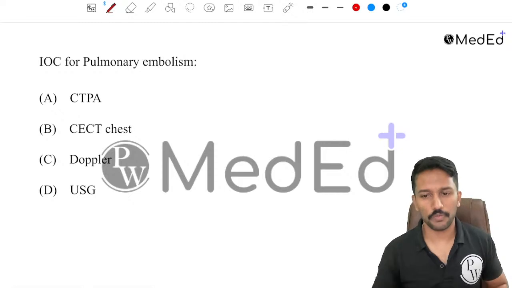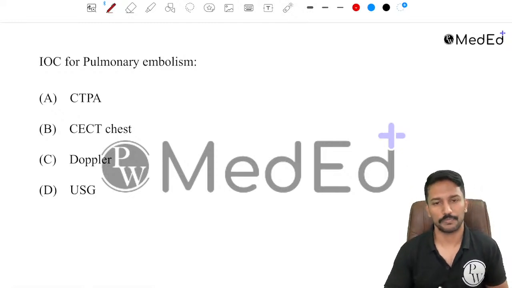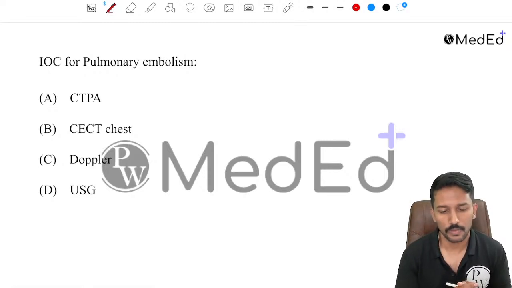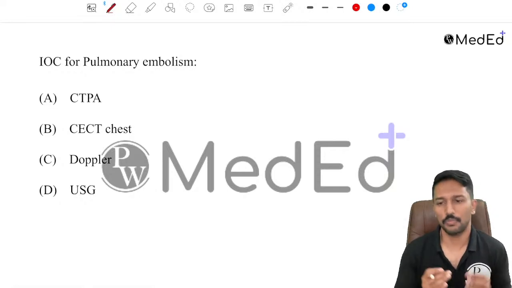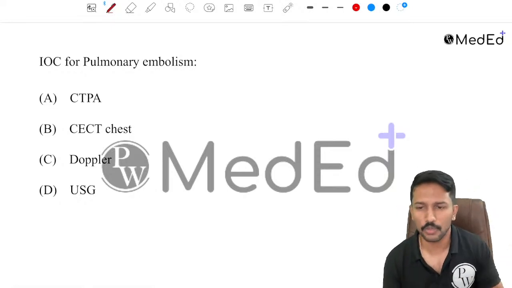Okay. Continuing with the same thread, investigation of choice for pulmonary embolism. What would be the investigation of choice? Right, Yogesh, Shruti. Either the urine fat globules test should be positive or there should be lipiduria. Some additional clues they would give if they want you to diagnose fat embolism.